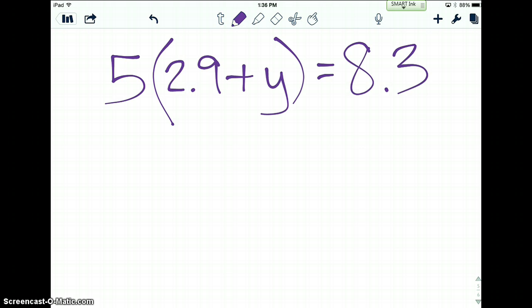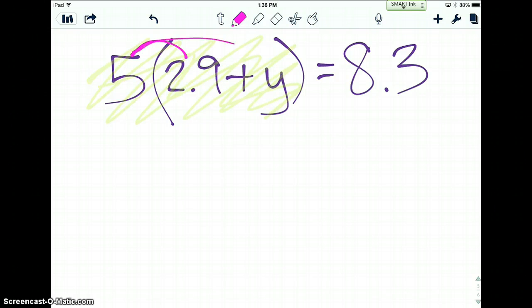Okay, so I have 5 times the quantity, 2.9 plus y, and that is equal to 8.3. All right, right off the bat, I see on the left-hand side, just like the other one, that I could simplify that first before I start solving. And what property could I make use of to simplify it?